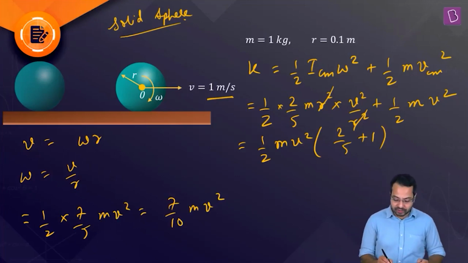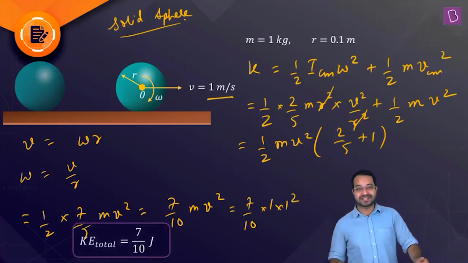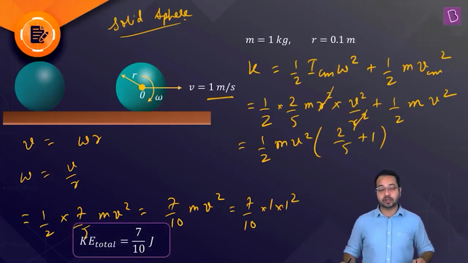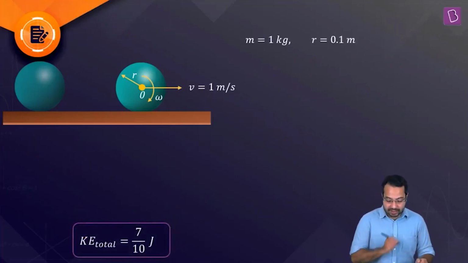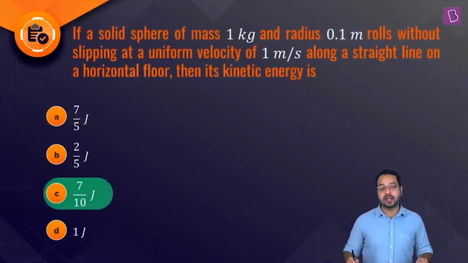Now all we have to do is do the substitution. So 7 by 10 into 1 square is going to give me how much? It is going to give me 7 by 10 joule, and that is the total kinetic energy. Now let's have a look at the options. So option C is going to be the correct option.